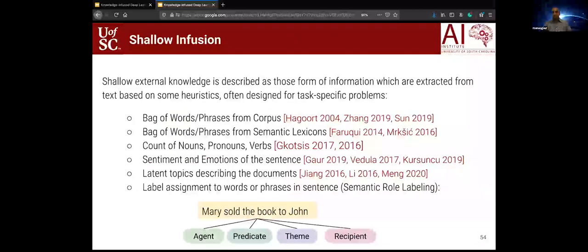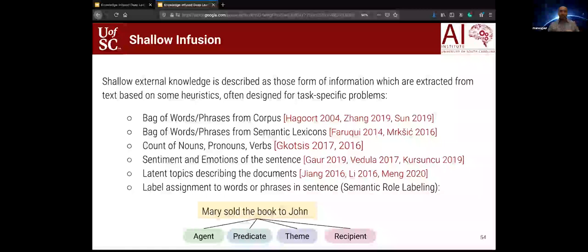So when you look at shallow infusion, there are multiple methods. There are bag of words or phrases from the corpus, and bag of words or phrases from semantic lexicons, which can guide your learning process. So rather than having your text generate your feature vectors, you use phrases from the semantic lexicon as the feature vectors for your machine learning model.